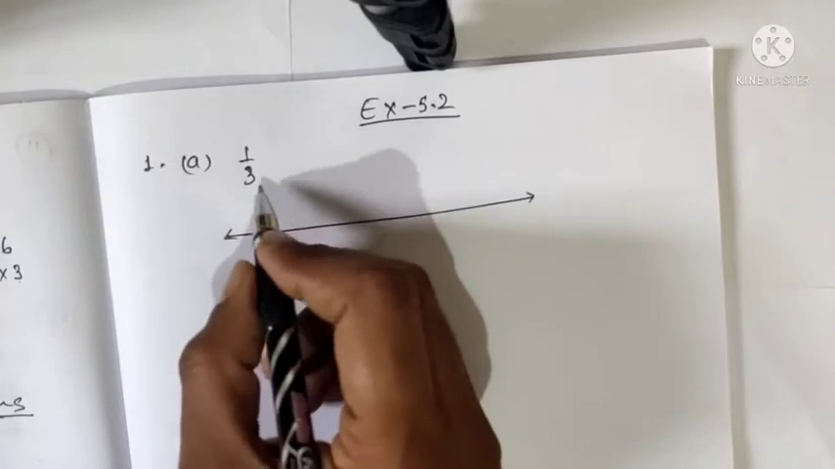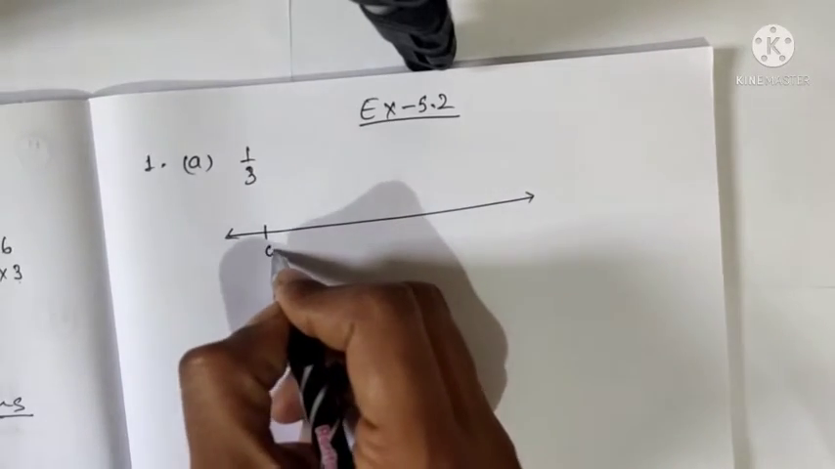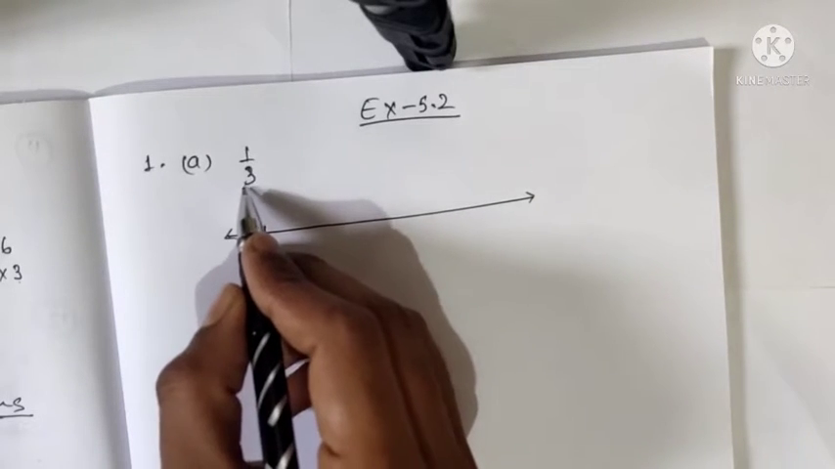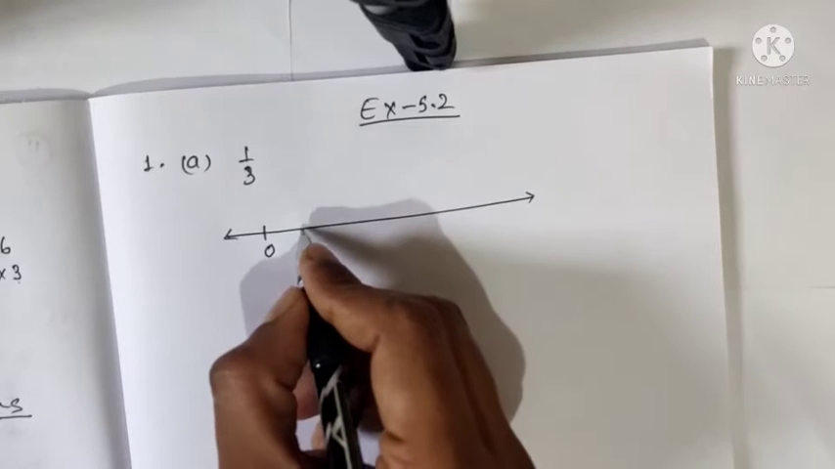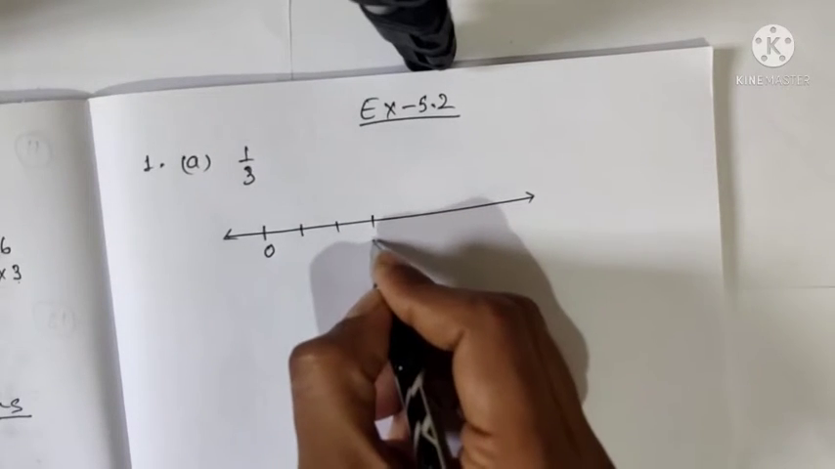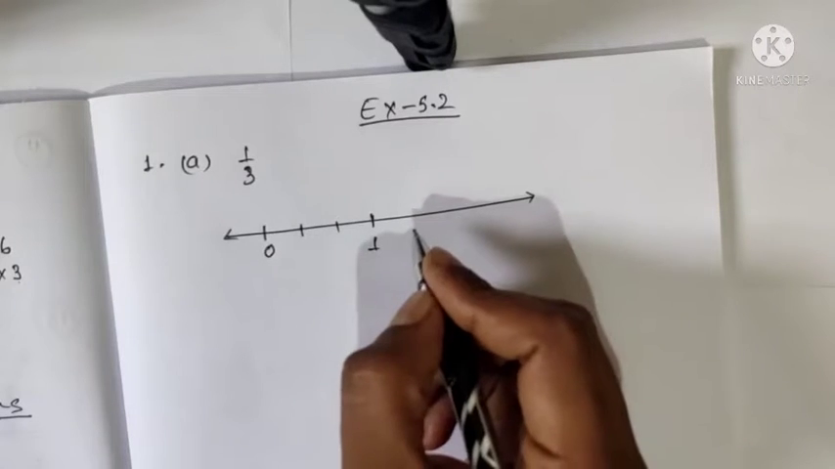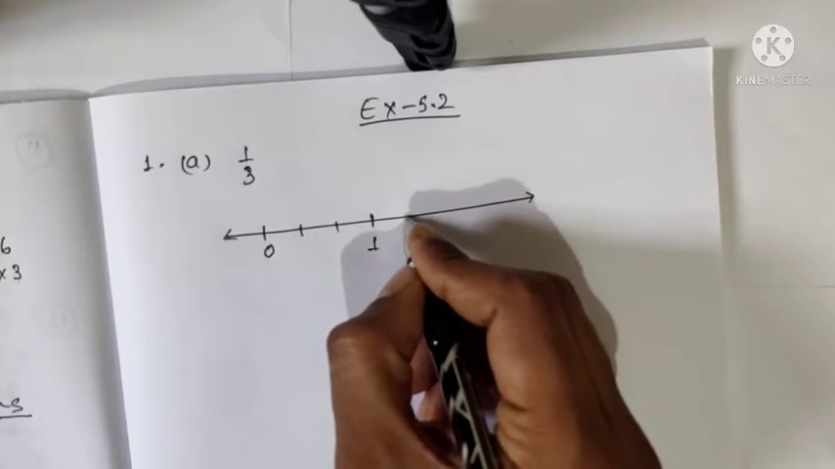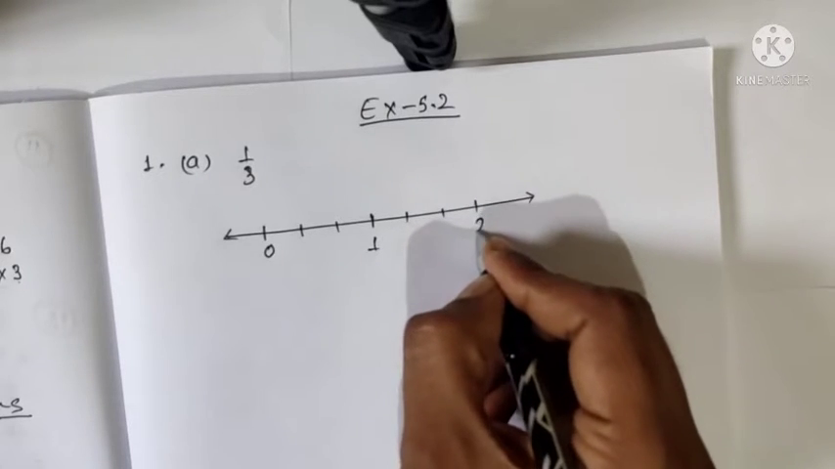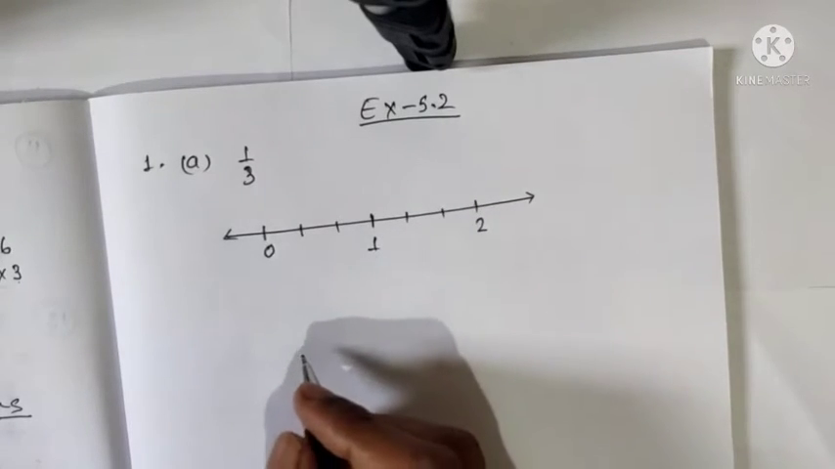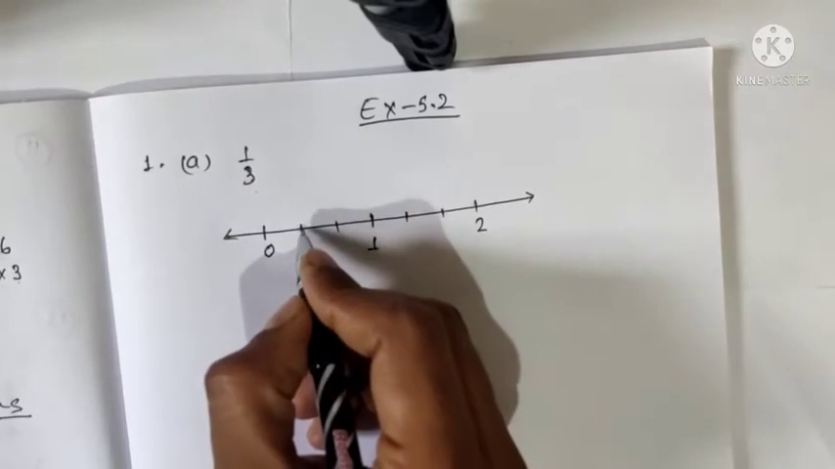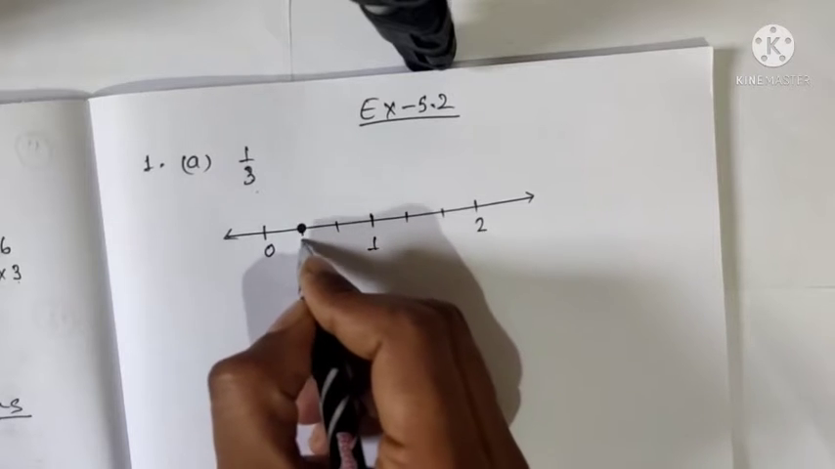from a ruler and mark a point 0, and since the denominator is 3, draw 3 equal segments and then mark 1, and then another 3 equal segments and then mark 2. Simple. Now count 1 from the 0, it will be 1 by 3. Simple.